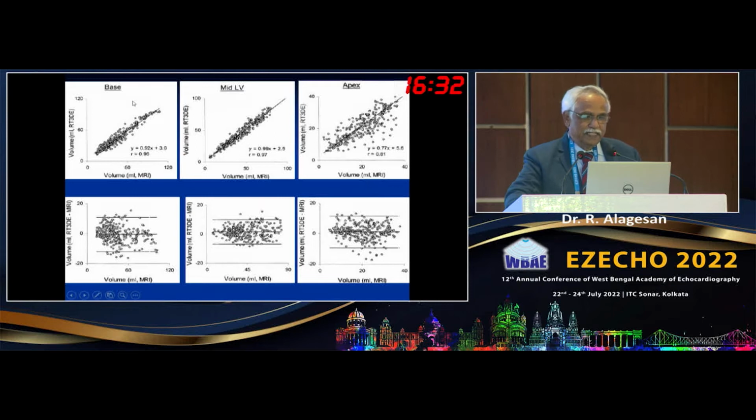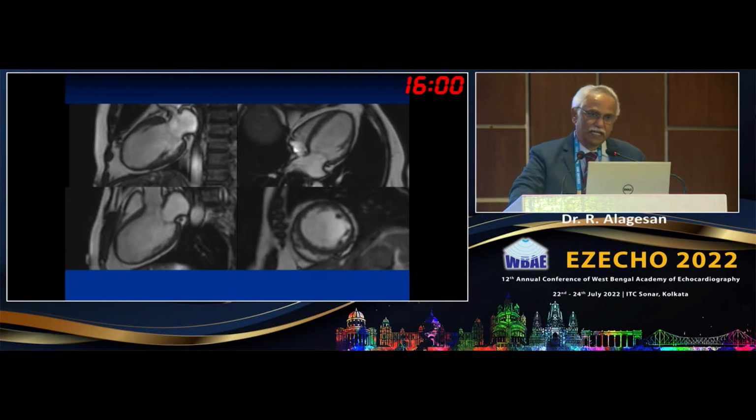And if you see the regional ones, say this is the interventricular septum, basal portion, mid-ventricular and apical regions, you can see again the regional volumes by real-time three-dimensional echocardiogram correlate very well with the MRI data. You can see in the base it is 0.96, in the mid-LV it is 0.97, in the apex it is not so good, 0.81. So the LV volume measured by three-dimensional echocardiography, the entire LV volume and the regional volume, correlates very well with the MRI data.